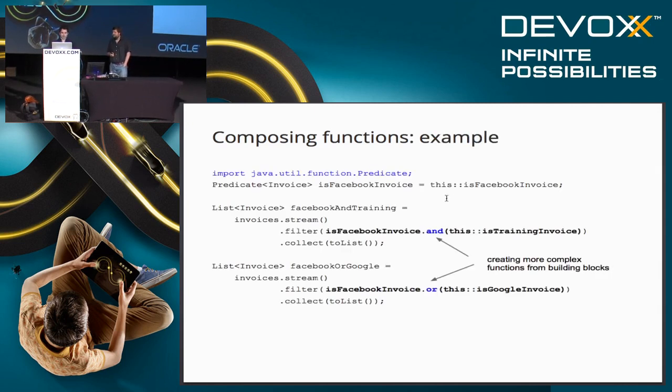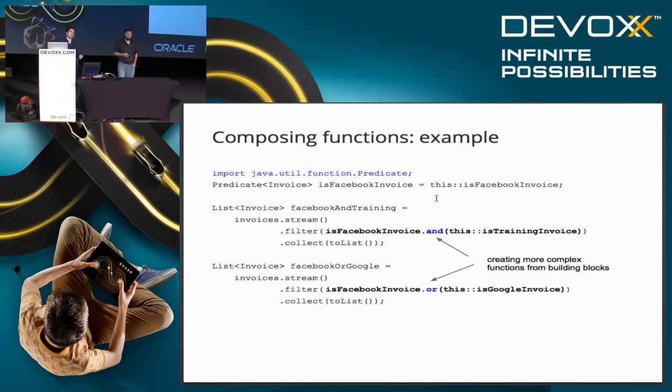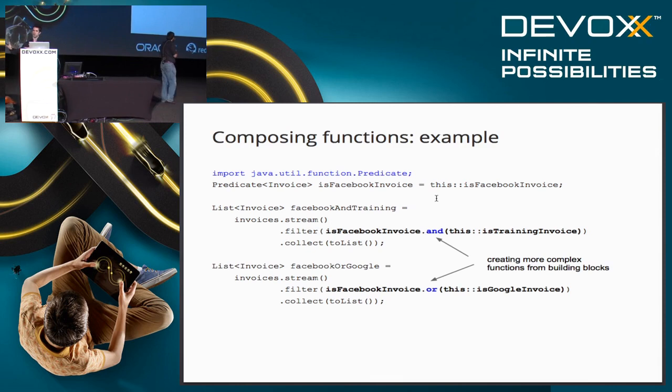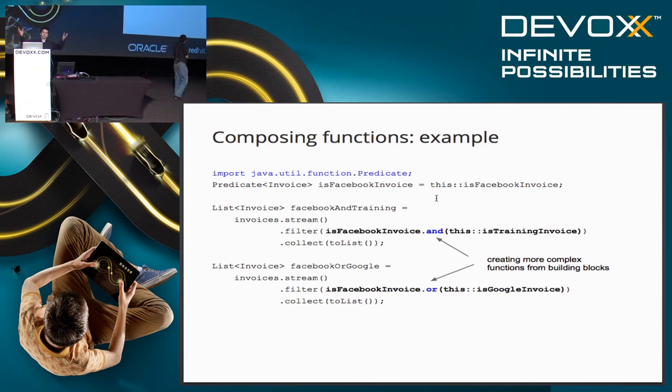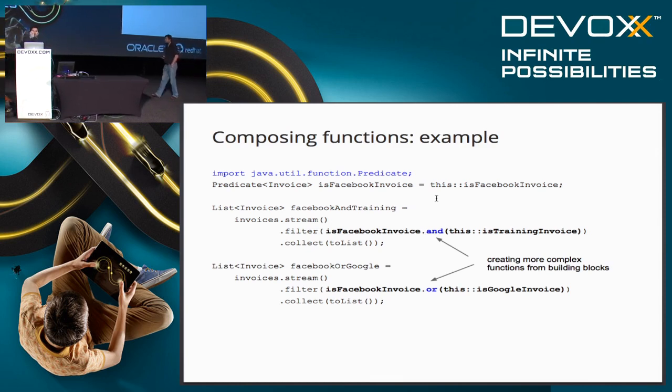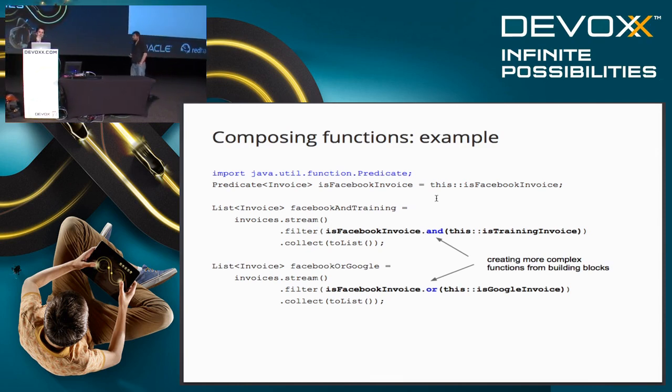So if you look at this code here, Richard is interested in invoices that are both from Facebook and are related to training. Well, it turns out we have already two functions that are doing this. What we'd love to do is to be able to glue them together to create a richer function. And that's what composing function means. So how does that work? Well, if you look in this example, we've got this new AND method here, and we've got another OR method here. So let's investigate how those guys work.